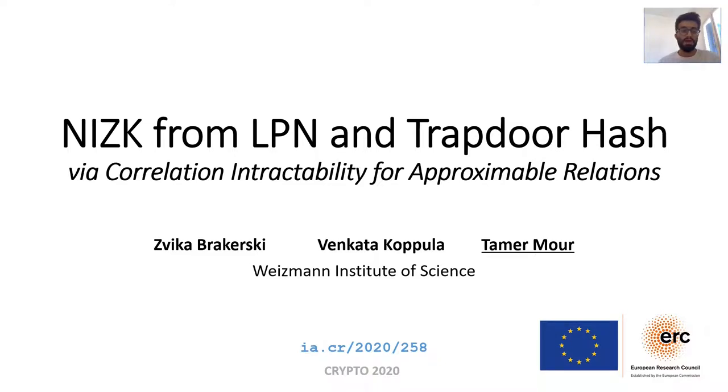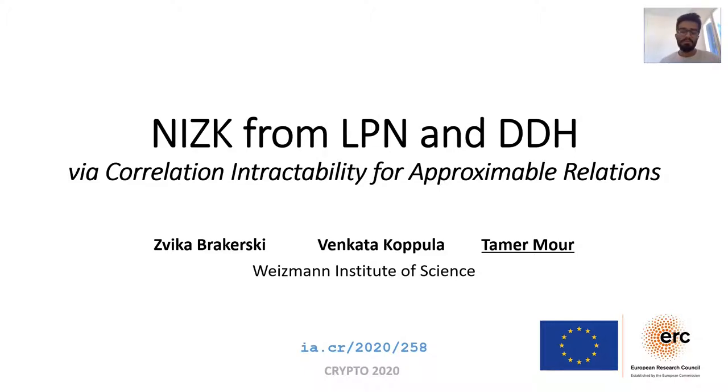Hi everyone. Today I'm going to talk about our work where we construct new non-interactive zero knowledge for NP based on trapdoor hash and the LPN assumption. Maybe the bottom line consequence of such a result is the first NIZK for NP from LPN and DDH, which are both standard assumptions that were not known to imply NIZKs before. This is a joint work with Zvika and Venkata, and let's begin.